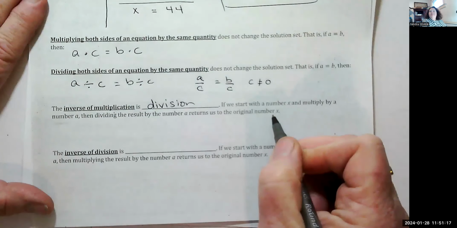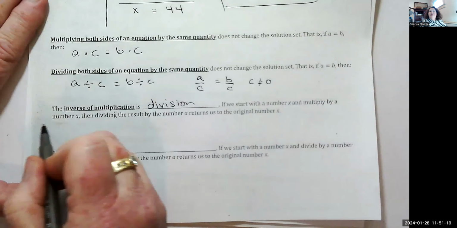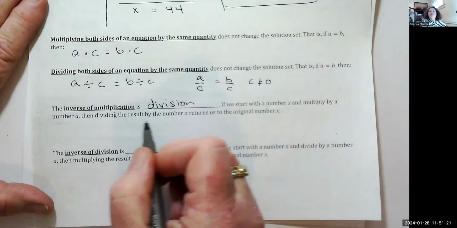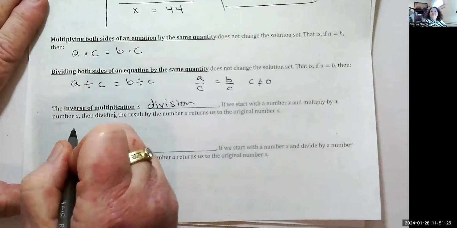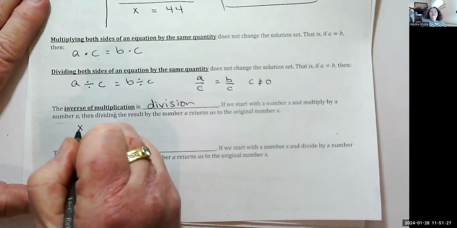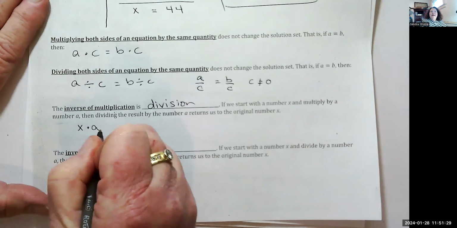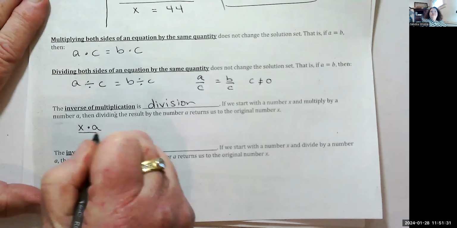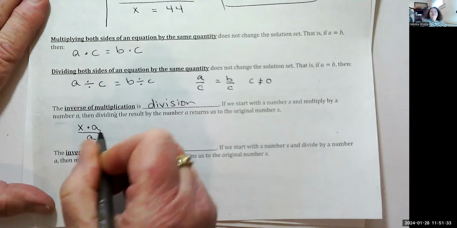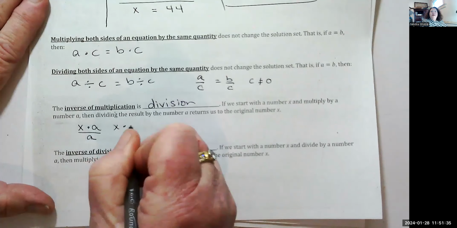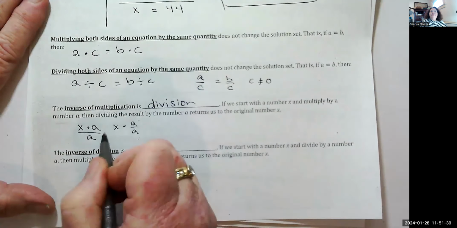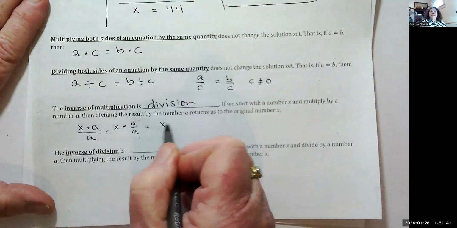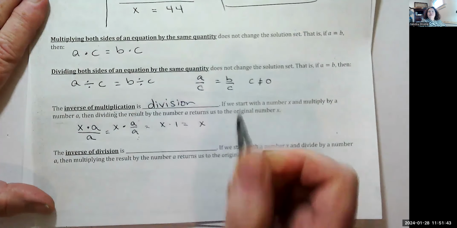If we start with a number x and multiply by a number a, then dividing the results by that same number a returns us to the original number. So if we have x and we multiply times a, and then we divide it by a, this is equal to x times 1, or a over a, and anything divided by itself is 1. So x times 1 is x, just to represent what's happening there.